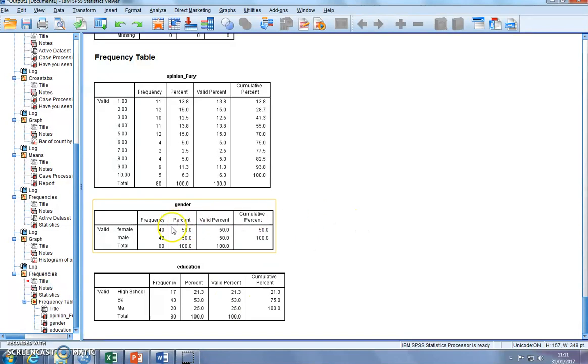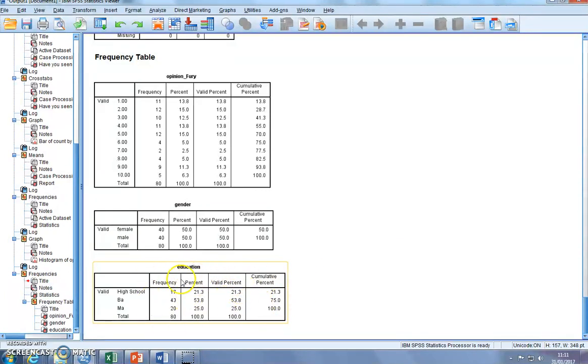So in this case, you can see that exactly half the people in this group, 50%, 40 out of 80, were female, and the other half were male. So that's what a frequency table does. It gives you the frequency of a particular instance, a particular answer occurring.